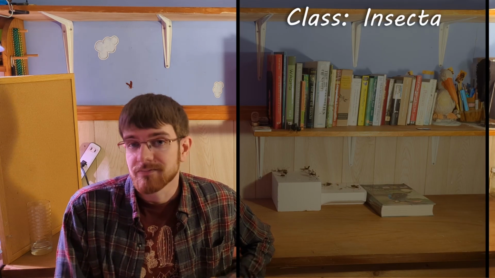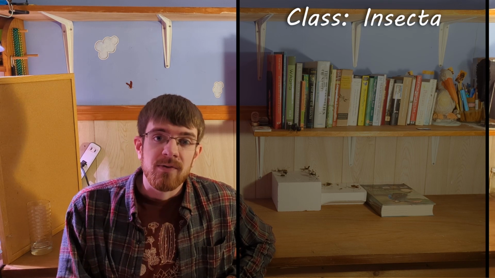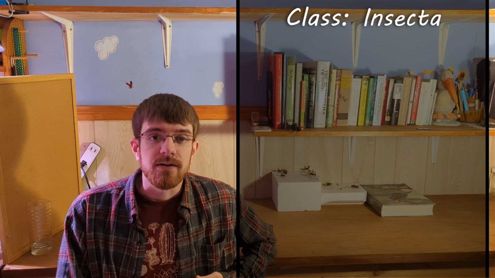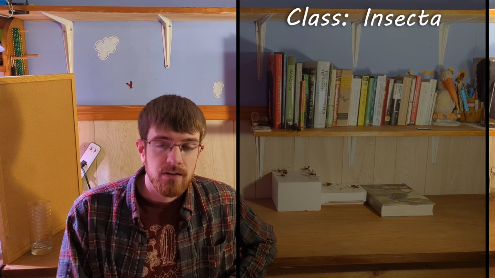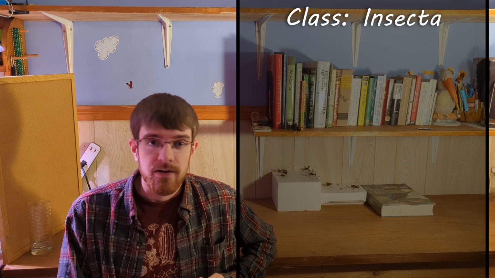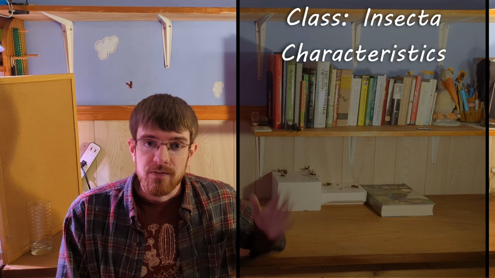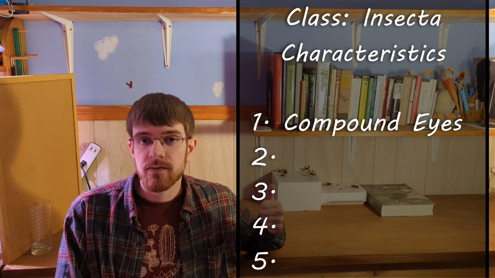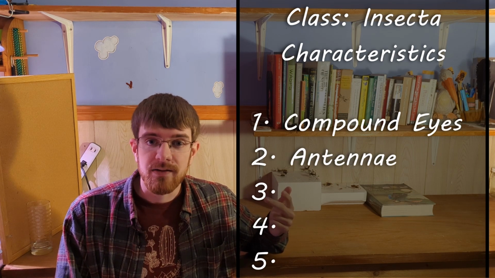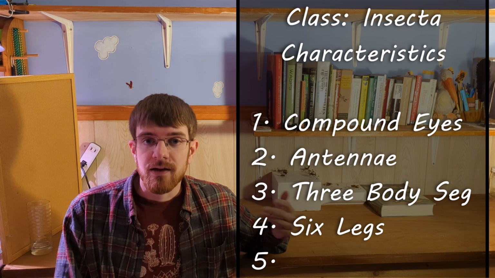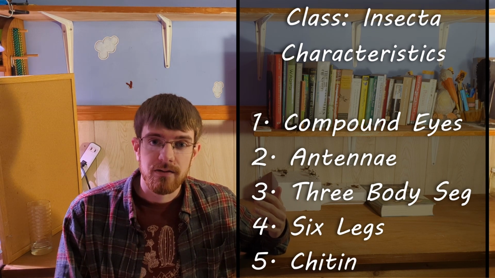So now that we've gone over birds, let's take a look at insects. They're organized very much the same way, right? With birds, their class was Aves. With insects, their class is Insecta, which is a very easy name to remember, right? For Aves, their characteristics are feathers and a toothless beak. For insects, there are a few of them. There's 5: compound eyes, antenna, 3 body segments, 6 legs, and an exoskeleton made out of chitin.